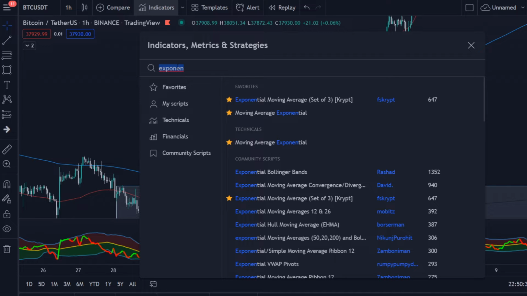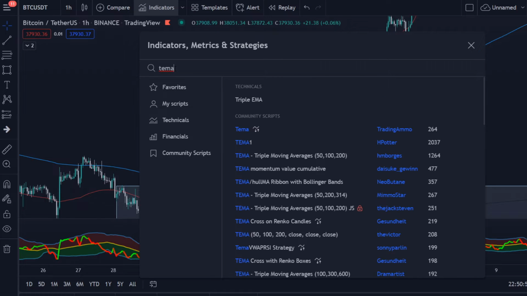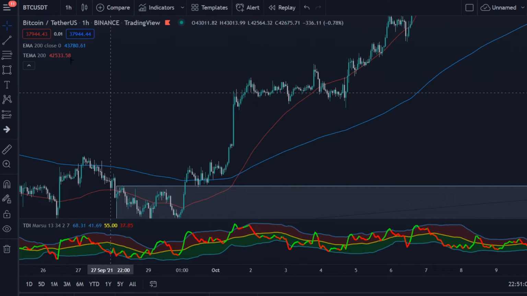Next, we use the TDI. And make sure to use this one over here by Crypto. And last but not least, we use the TEMA. And make sure to use this one over here, the TEMA one by H. Potter. Alright, as you can see, I also adjusted the settings of these indicators.